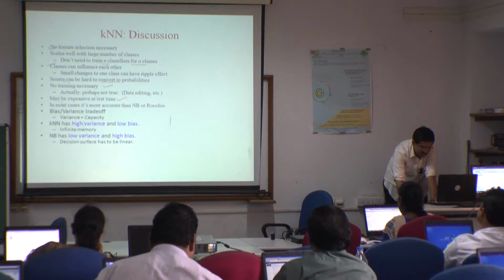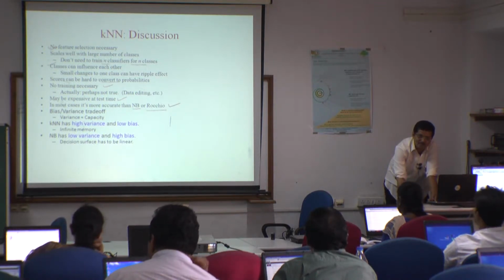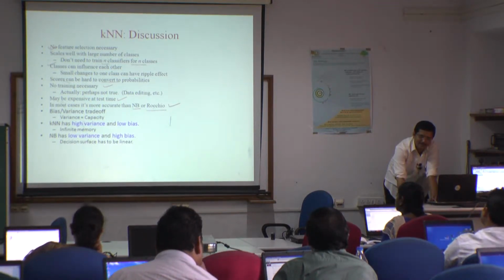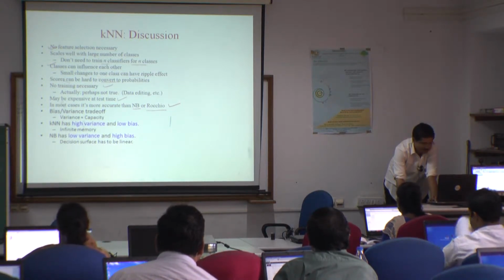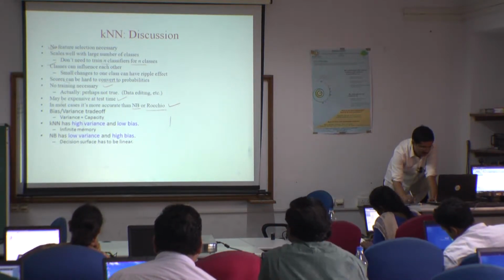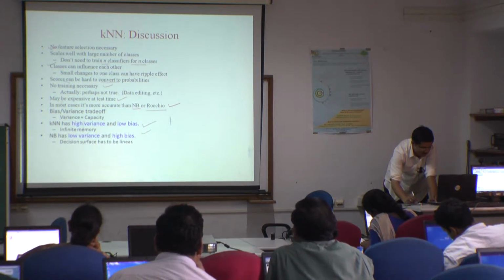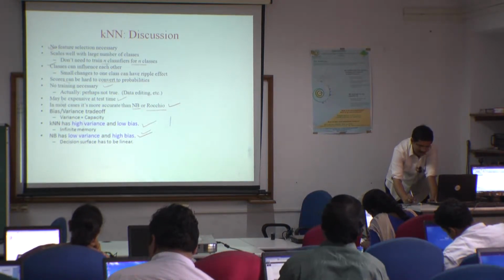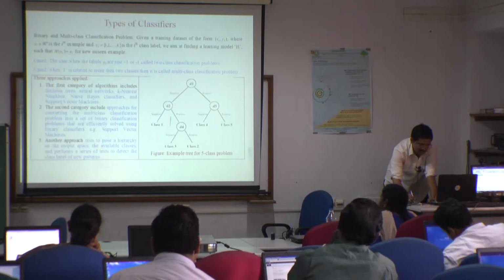It may be expensive at test time, but it is more accurate than Naive Bayes or Rocchio classification. Naive Bayes is one of the famous classification techniques, but the k nearest neighbor classification technique is more accurate. It has high variance, low bias. Naive Bayes has low variance but high bias. High bias means it will be highly biased towards the noisy entries during the classification.